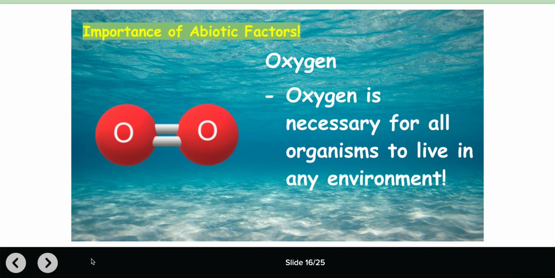And then every mammal uses oxygen. Every amphibian uses oxygen. Every reptile. They all breathe.